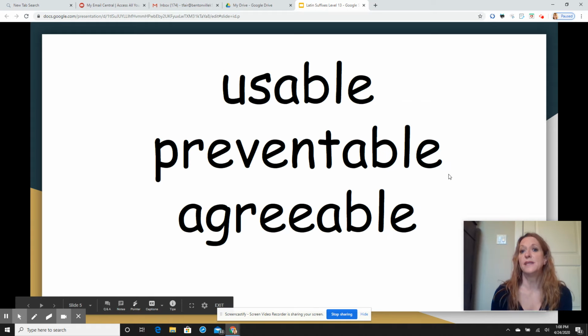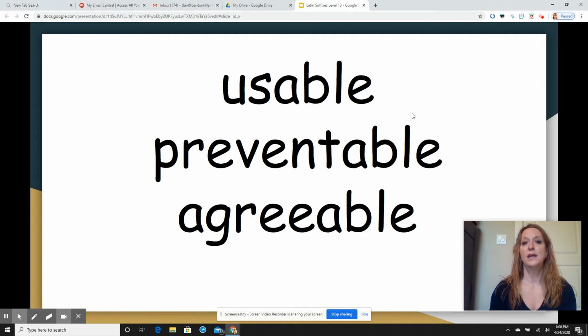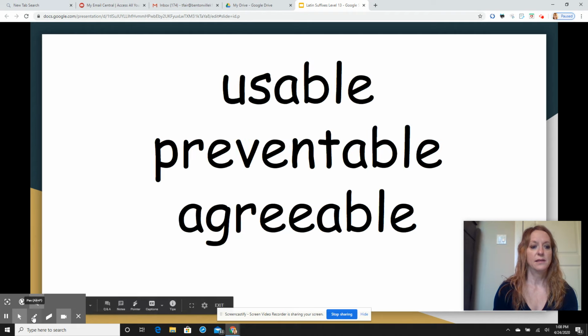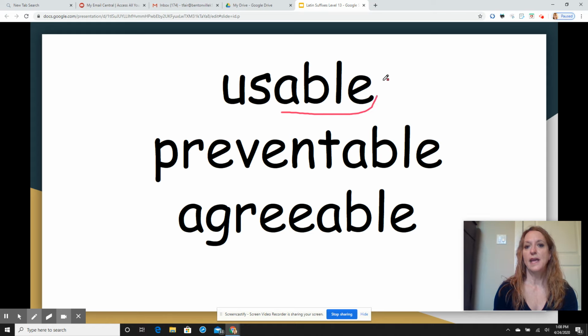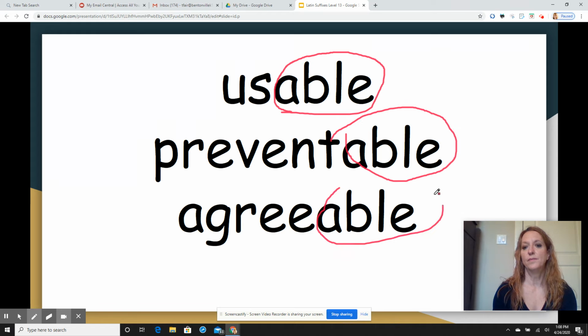These are bigger words, but that's okay. We'll be able to read them after we identify the suffix. Let's look and see if we can find the suffix. Oh, there it is, A-B-L-E. That's the suffix, able. Okay, those are all suffixes.